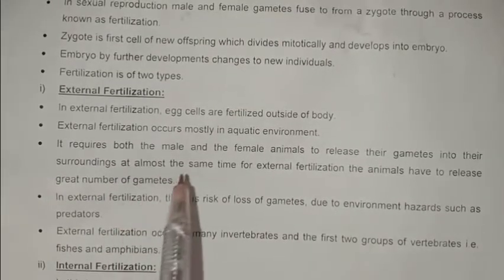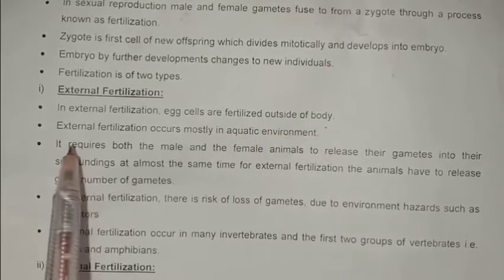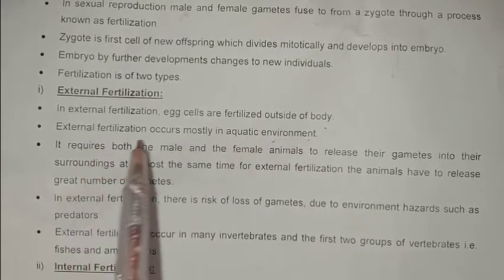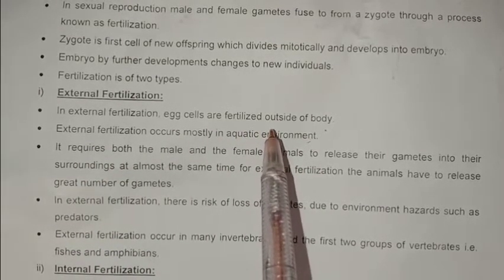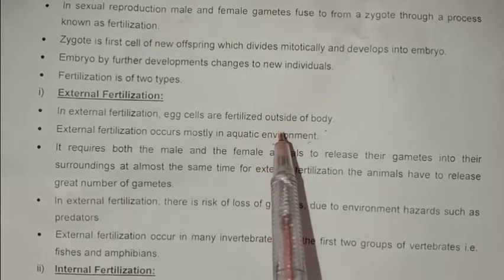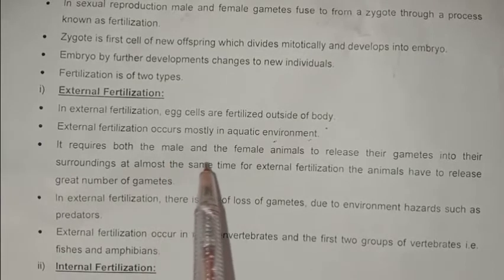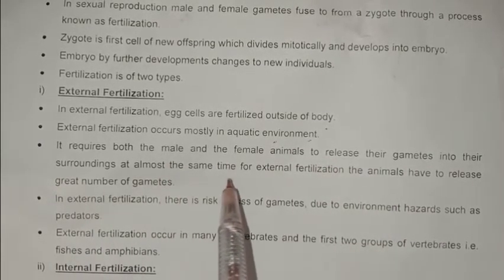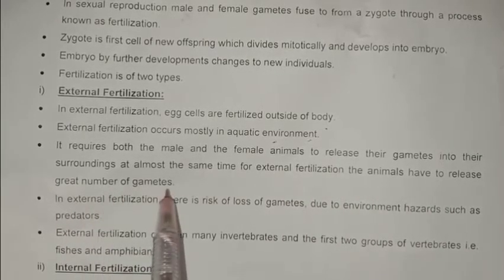In external fertilization, egg cells are fertilized outside of the body. External fertilization occurs mostly in an aquatic environment. The sperm are released in the water by the male and the eggs released by the female, and fertilization takes place outside the animal body. It requires both the male and female animals to release their gametes into the surroundings at almost the same time. The animals release a great number of gametes.